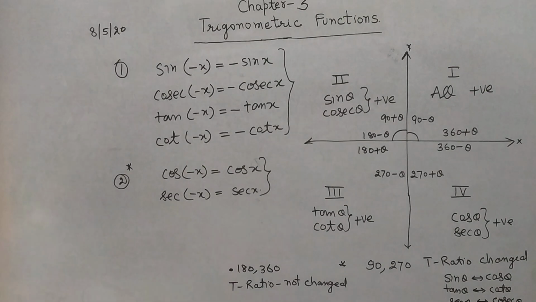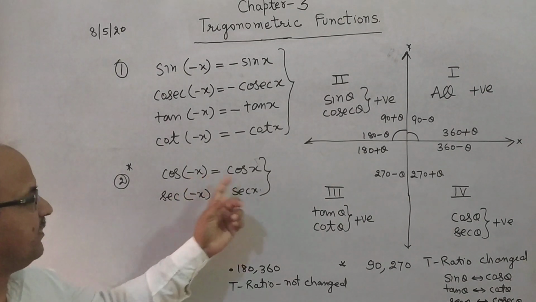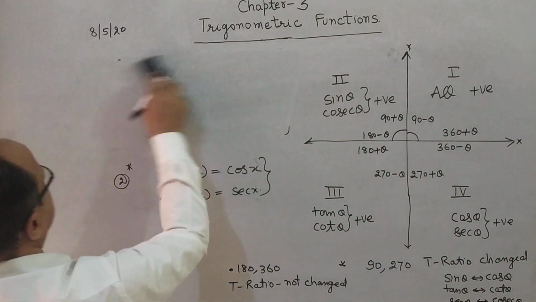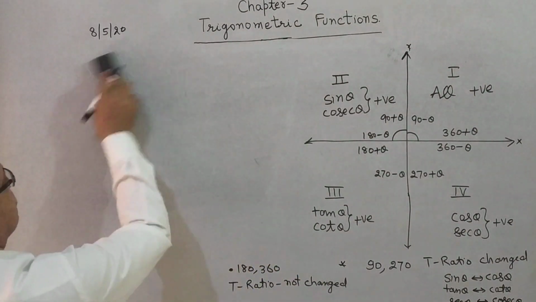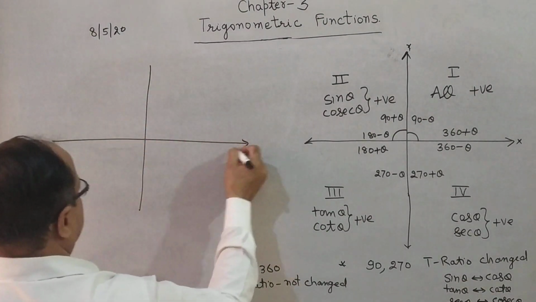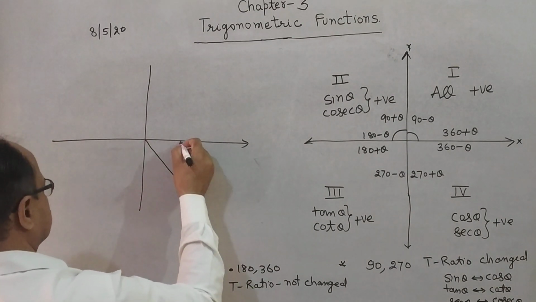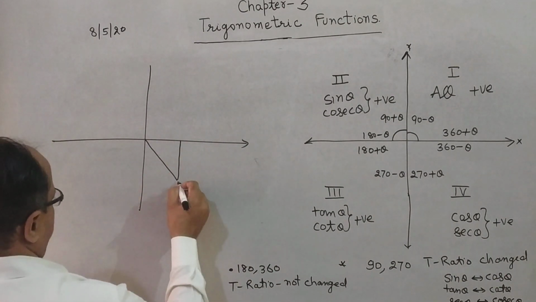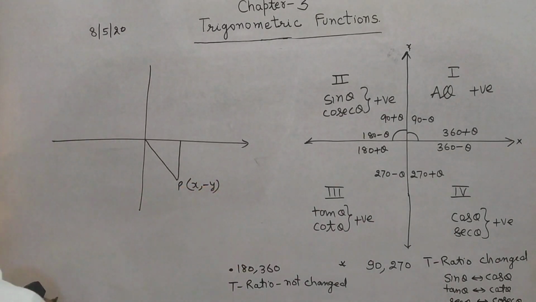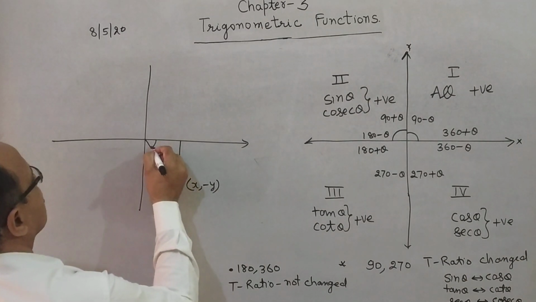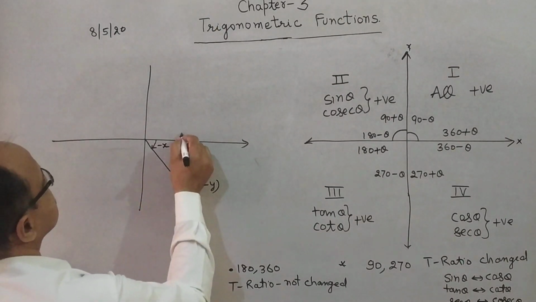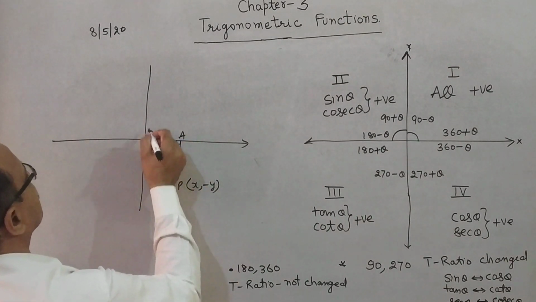Now we know that x is positive. Then they go in fourth quadrant. In fourth quadrant, the coordinate of the point is x, minus y, and this is angle minus x.